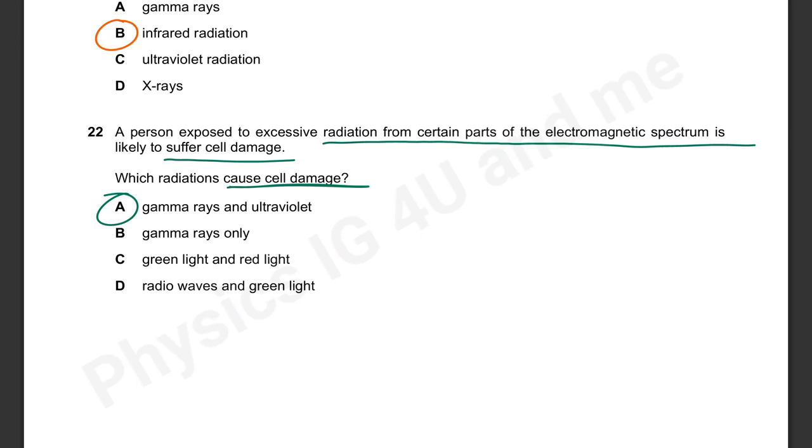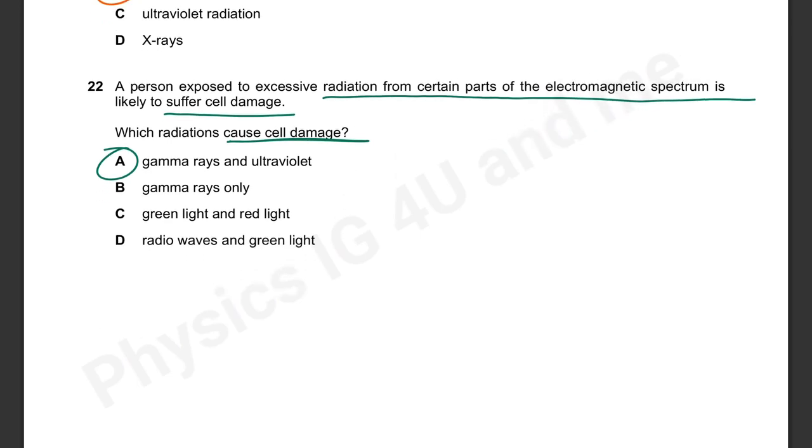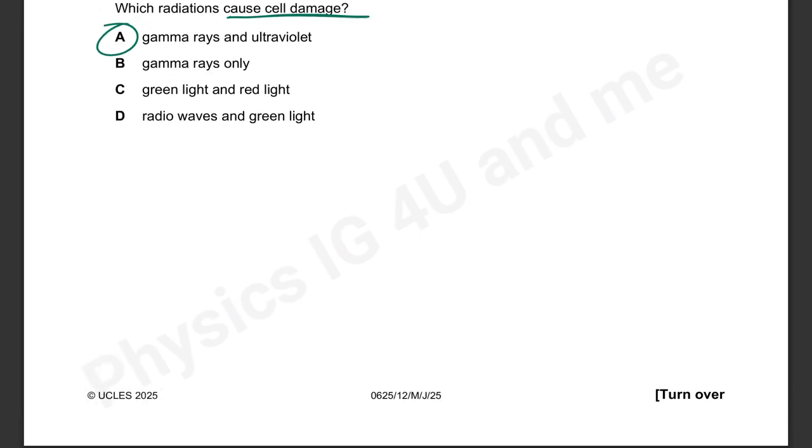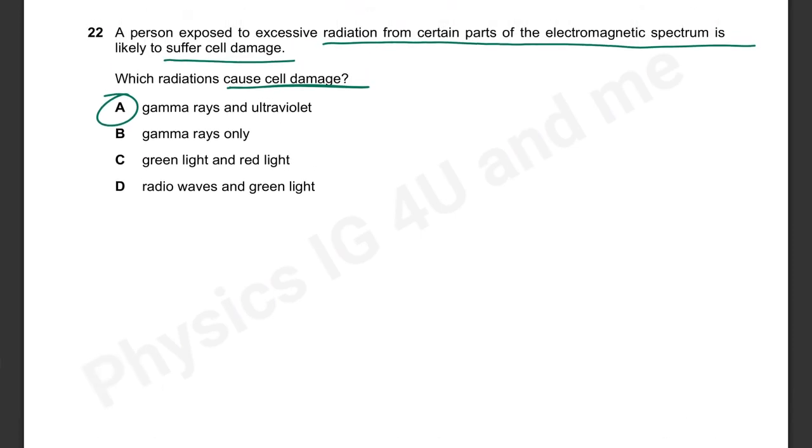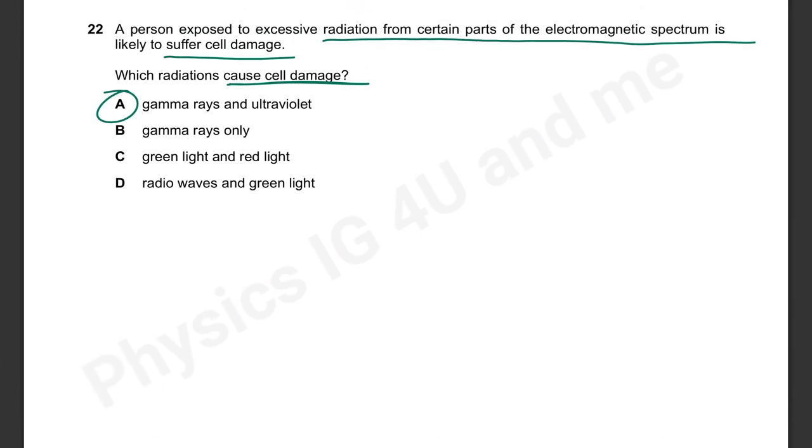Not gamma rays only. Many students are mistaken in this one. It's actually both of them. The gamma and the UV. I hope it's clear. These things are actually, as I said before, in question 22 and 21, things that you have to memorize. Okay?